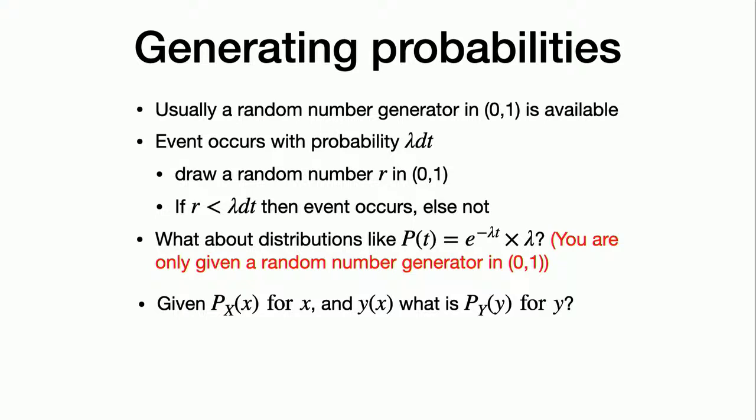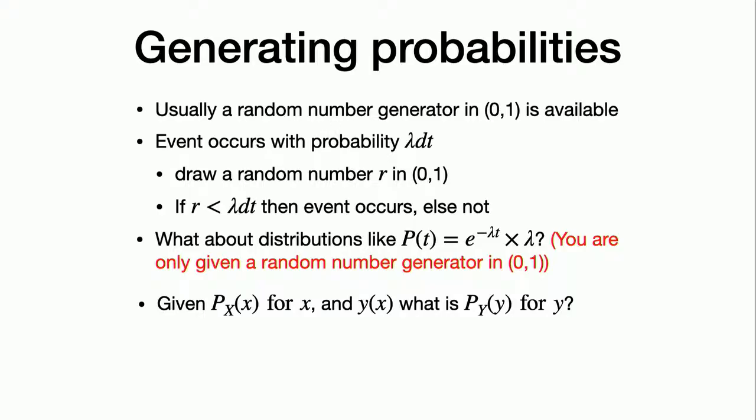Now we want to generate random numbers. So first, how do you do probabilities on a computer? If I say something occurs with probability 0.2, then what you do is you generate a random number between 0 and 1, and if it is less than 0.2, you say the event occurs, and greater than 0.2, you say the event doesn't occur. That's how you do it on a computer, and usually a random number generator between 0 and 1 is available. So if I tell you that an event occurs with probability lambda dt, you draw a random number r between 0 and 1. If r is smaller than that number, then the event occurs, else not. So that we know how to do now.